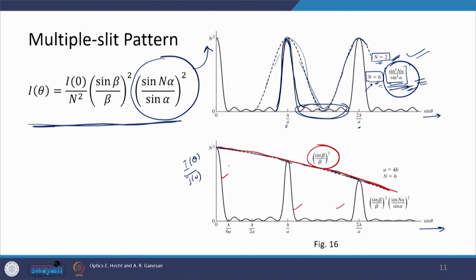With the continuous line, the overall pattern is drawn, where at sin theta equal to 0 you see the highest peak, and as you move outward, this principal maxima intensity or irradiance decays down due to the single slit envelope or single slit modulation.